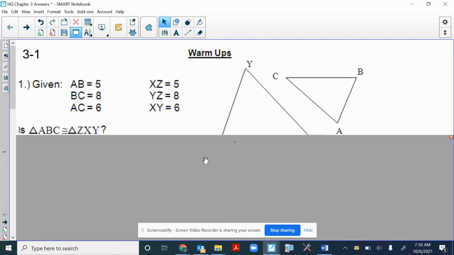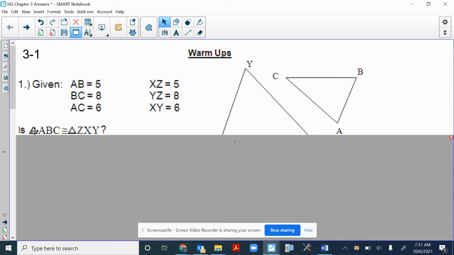So we're going to go ahead and do pages 1, 2, and 3 in our chapter 3 notes. So the first question here is, given that we have AB equals 5, BC equals 8, and AC equals 6, and then XZ equals 5, YZ equals 8, and XY equals 6, we're asking, are the two triangles congruent?